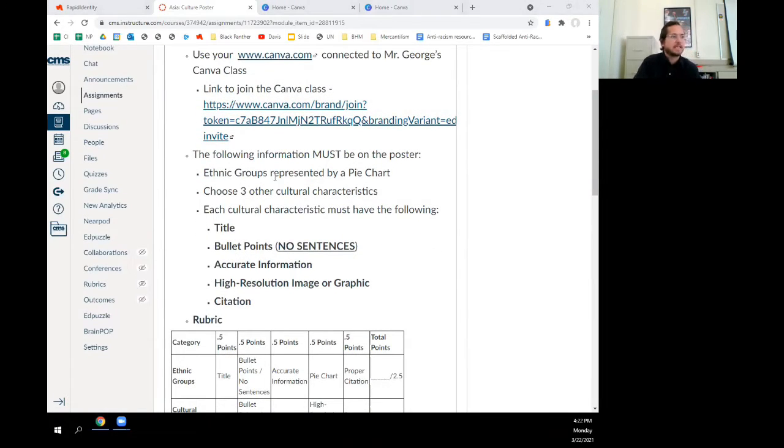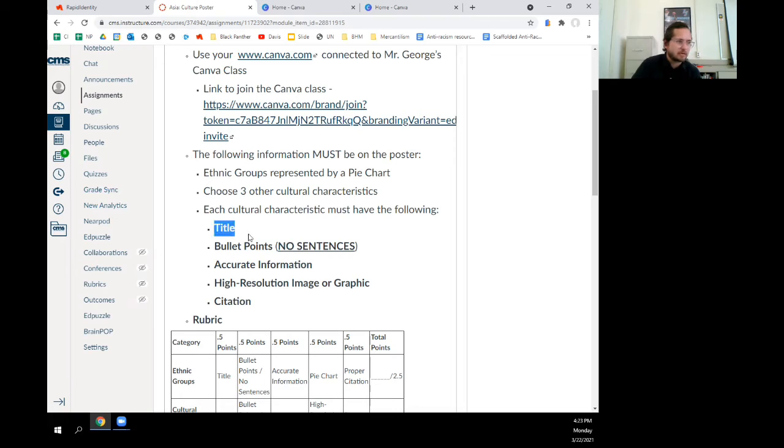If you take a look at these expectations, again, you must have ethnic groups represented by a student-made pie chart. Do not copy one from the internet somewhere. I want you to look at the ethnic groups in your resources and use Canva to make that pie chart, please, and then input that into your poster. Then I only want 3 additional cultural characteristics focused on your poster. That is a total of 4 categories: ethnic groups and then 3 additional ones.